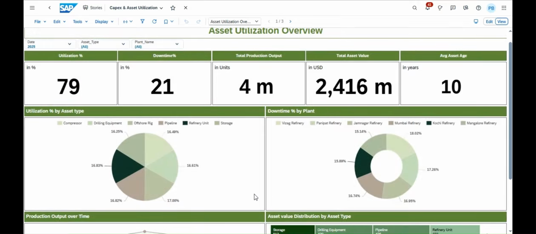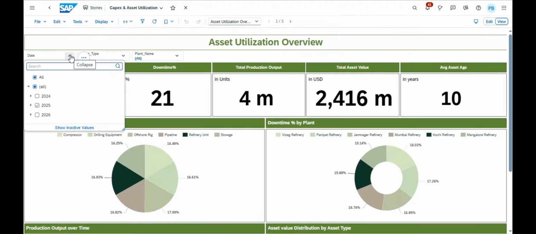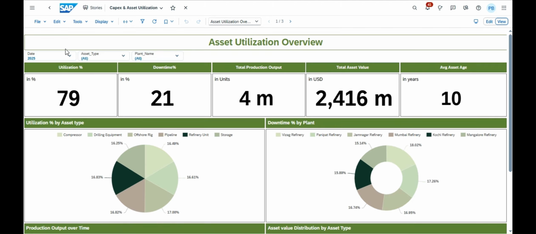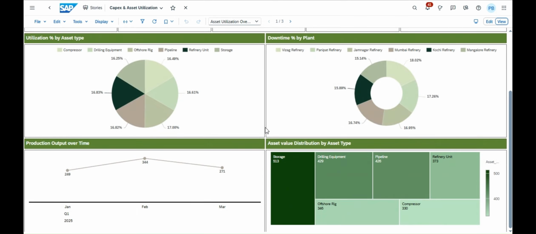Filtering options allow users to customize the dashboard based on business requirements. Users can filter the dashboard by date, asset type, and plant name to analyze asset performance across different operational dimensions. With this dashboard, organizations gain improved visibility into operational efficiency, asset reliability, and capital utilization.